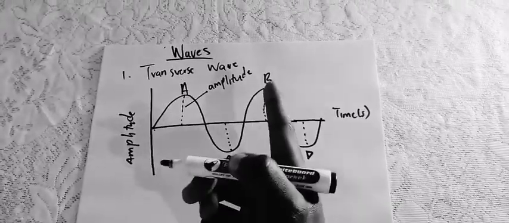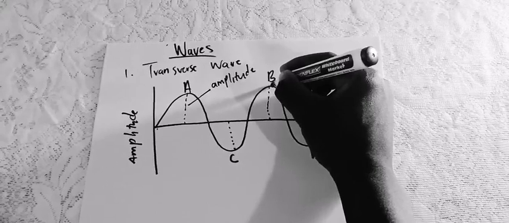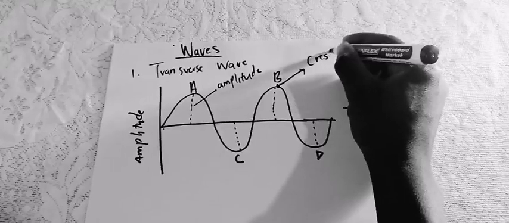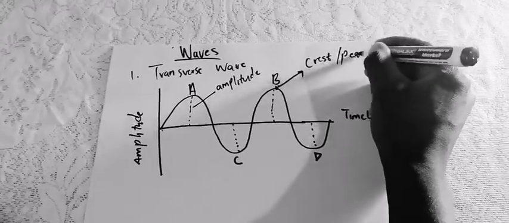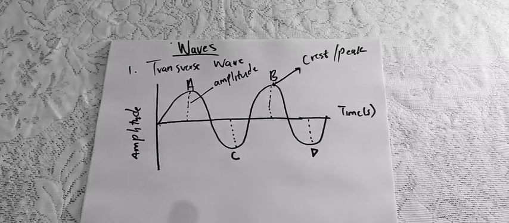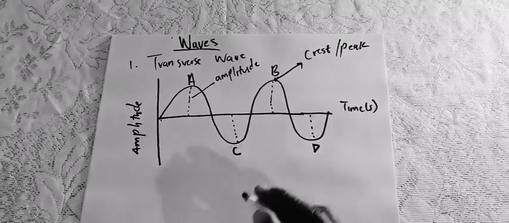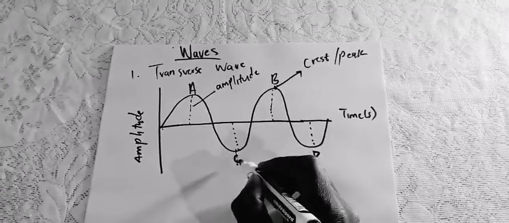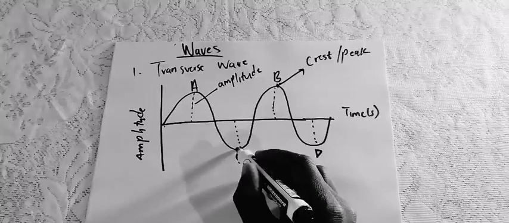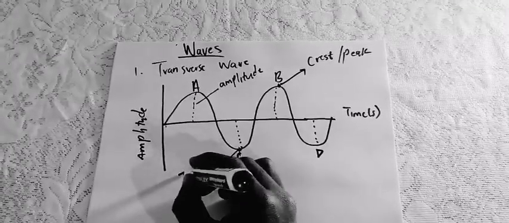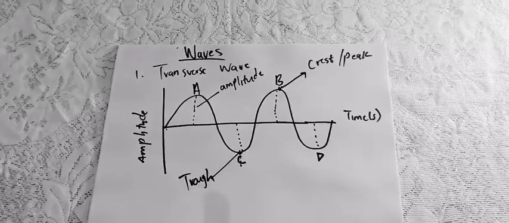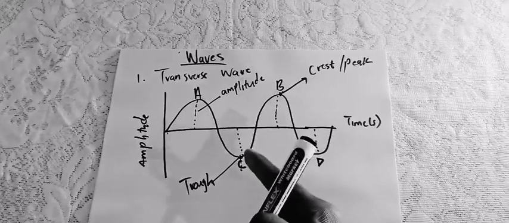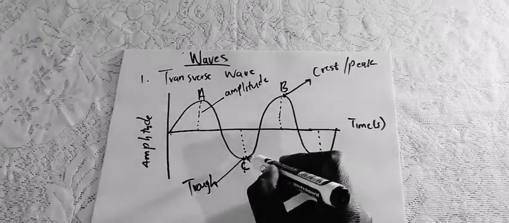And we have point A and point B, that upper point there, as I'm shading it, is called the crest or the peak. Then we have the downward point, C here. Let me just shade it a little bit. This is called the trough. This is a crest, and the downward here is the trough.